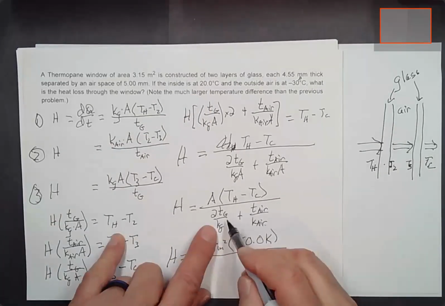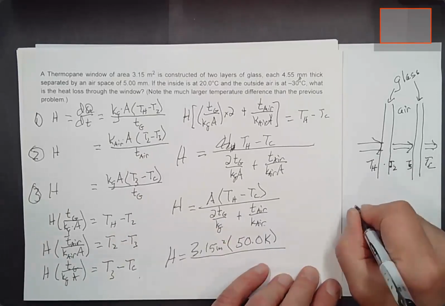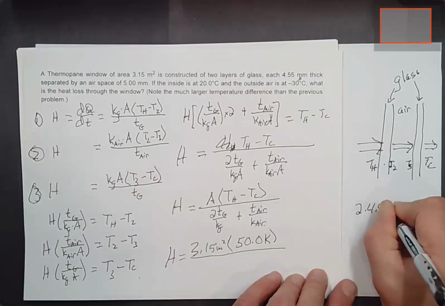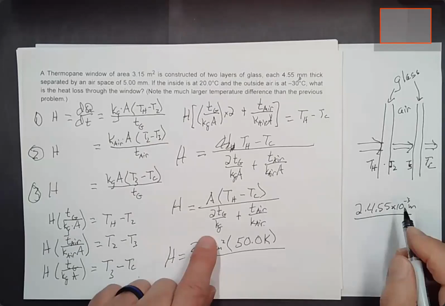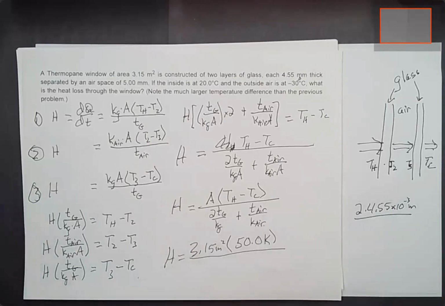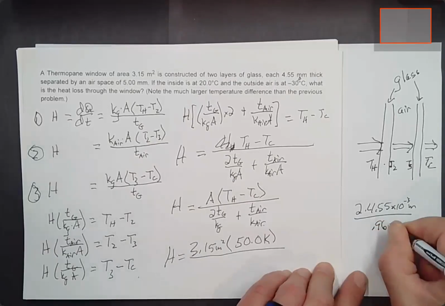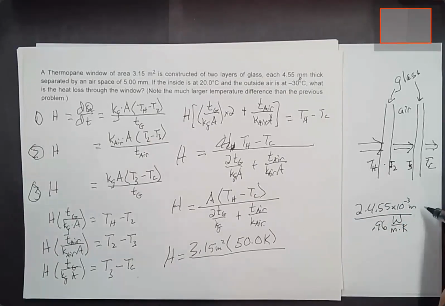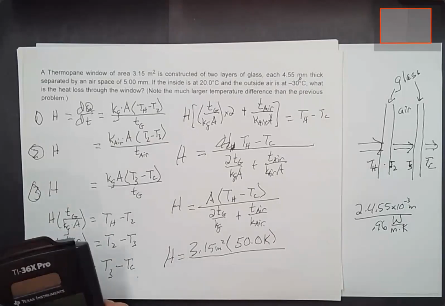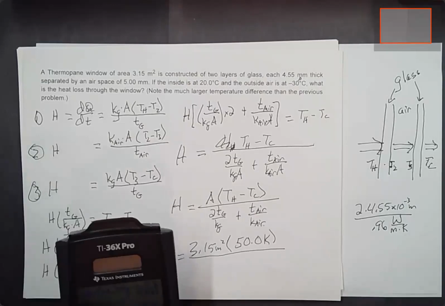And then on the bottom, I want to calculate this number, and I'll just do it over here. 2 times the thickness of the glass is 4.55 times 10 to the minus third meters, and divide by the K for the glass, which I used in the last one, 0.96, and it's watts per meter Kelvin. And actually, the Kelvin will come up on top, and the meters will go away. But let's get the numbers first.